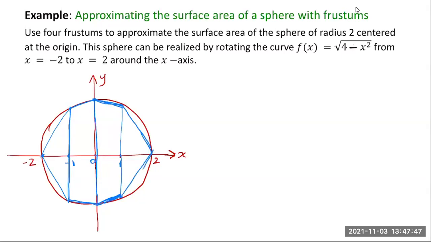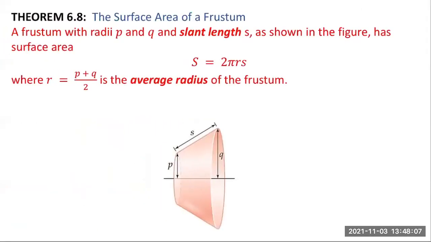Okay, now I'm going to find the areas of each of those frustums, and I'm going to add those areas to get an approximation for the area of your sphere. Okay, let's go with the first frustum. How do I find the area of the first frustum? First of all, I have a formula for that, right? From the previous theorem, we have this formula.